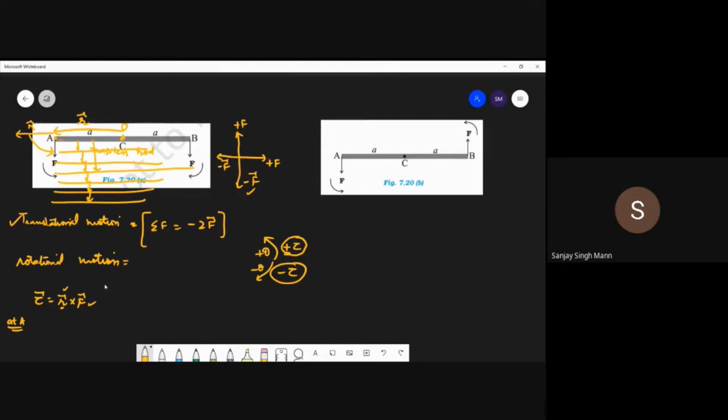Is it clockwise or anti-clockwise? This is 9 o'clock, this is 6 o'clock, so coming from 6 to 9. So this is anti-clockwise. Anti-clockwise we take as positive, and clockwise we take as negative. So is this direction positive or negative? Positive. 6 to 9 is positive, anti-clockwise.